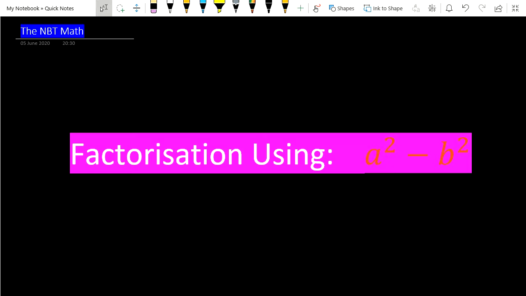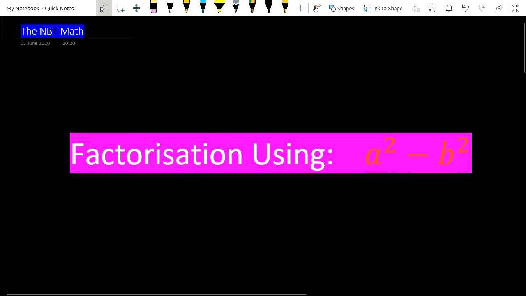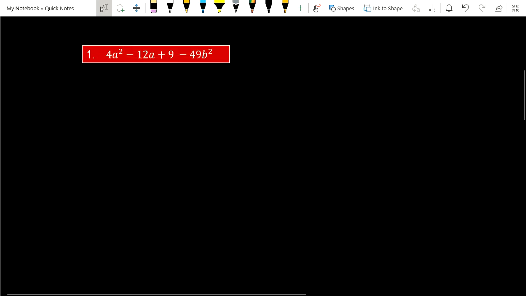Hello friends, in this video we will see how to factorize a polynomial by using a square minus b square, that is difference of squares identity. Now we can see the first example. This example is 4a square minus 12a plus 9 minus 49b square.